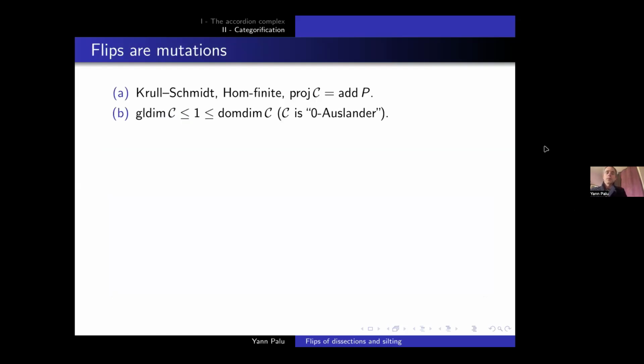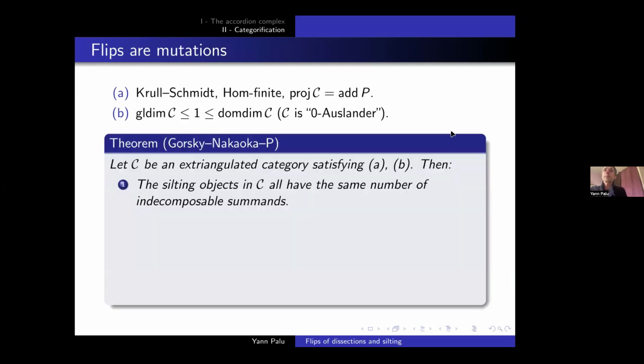And so we decided to work with extriangulated categories. So now C is any extriangulated category satisfying those assumptions, similar to those of the category of accordions. The term Auslander already appeared in Pinchot-Stokes, and it means those properties: global dimension at most 1, dominant dimension at least 1.